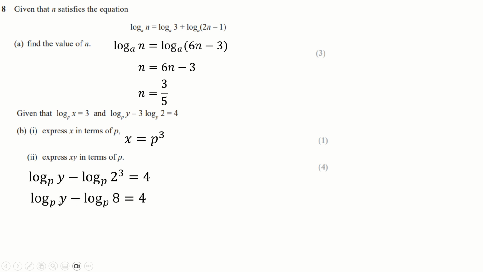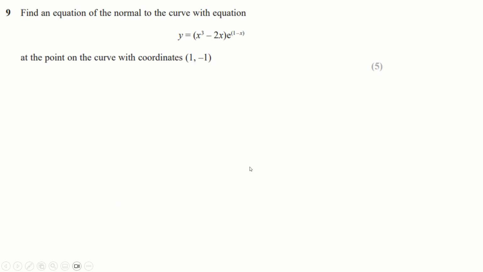And then we can do, two logs taking away is the inputs dividing. So this is log to base p of y over 8 equals 4. Do p to both sides here to get this, times by 8 to get this. And then therefore xy is just 8p cubed times p to the 4, which is p to the 7 because you add the powers. And you end up with your xy in terms of p.